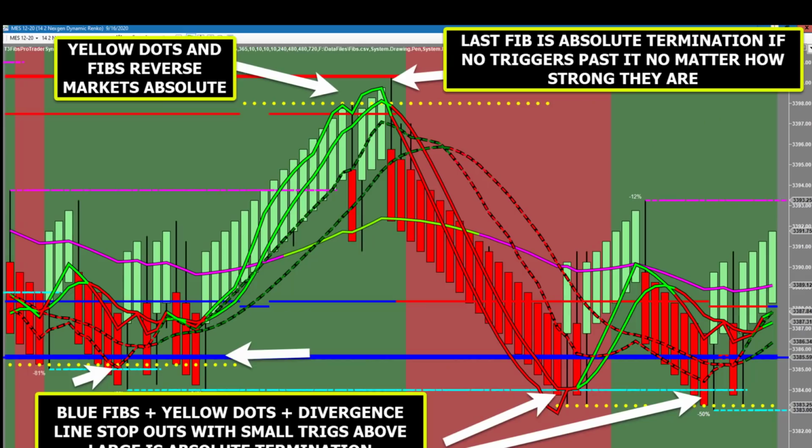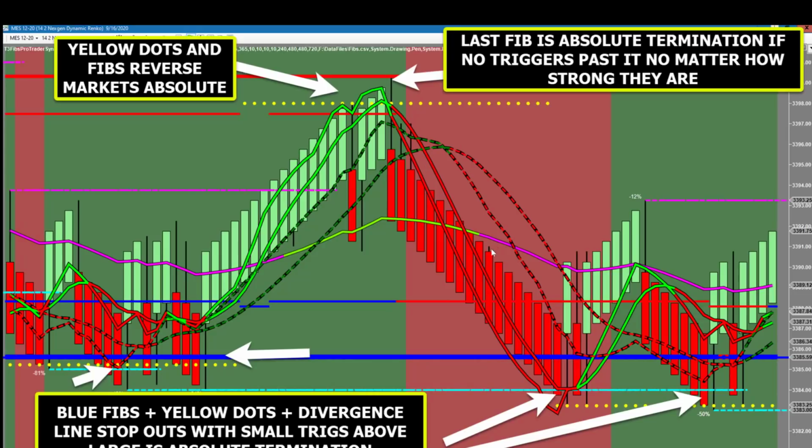So this is kind of a super picture. I mean, this was from the 16th on the micro ES. Look at this. We had every termination condition on the planet. Blue fibs plus yellow dots plus a divergence plus the triggers were above the large triggers. Small triggers above the large triggers. Traditionally, that's where our counter trend traders are going long. Then we had the same thing up at the top. We had red fibs with yellow dots, and that almost always makes the market go the other way, regardless of how strong the triggers are.